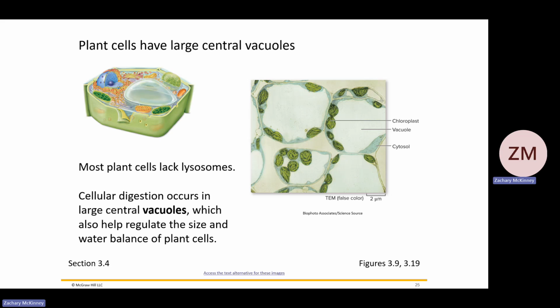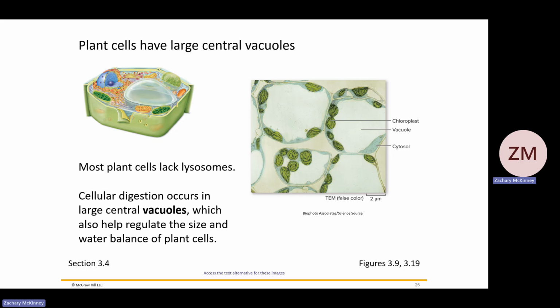Plants don't have lysosomes, they have vacuoles, but they serve the same function. Vacuoles are also going to have enzymes inside of them that are going to be used for breaking down different cellular debris, different waste that is produced throughout the organism. Vacuoles also, you can see, regulate the water balance of cells.